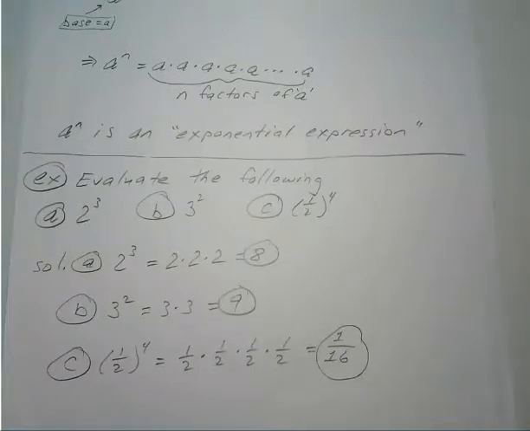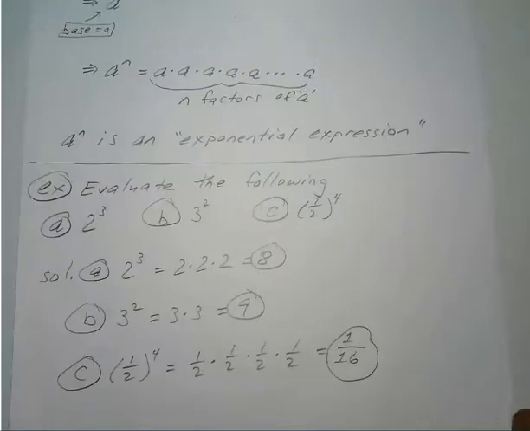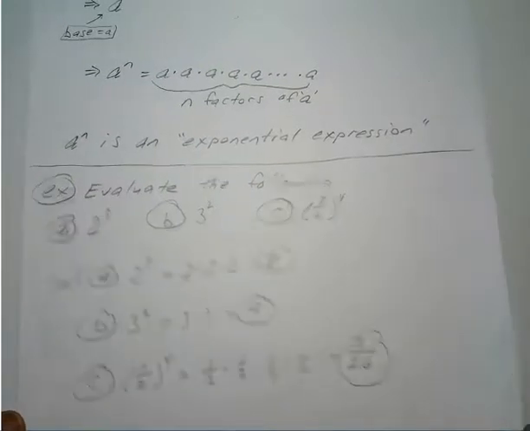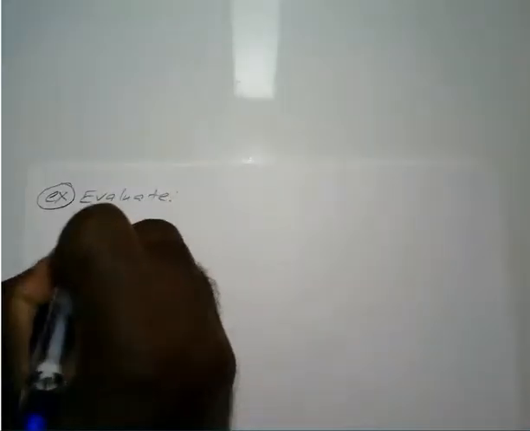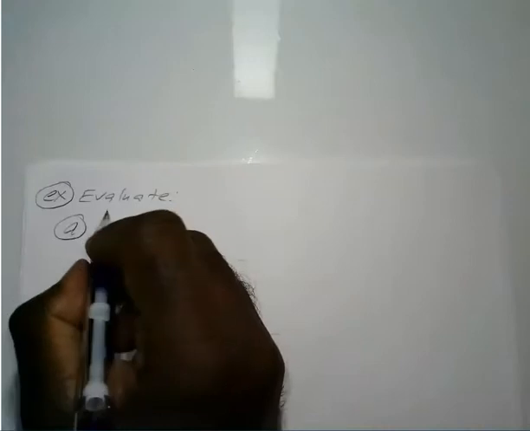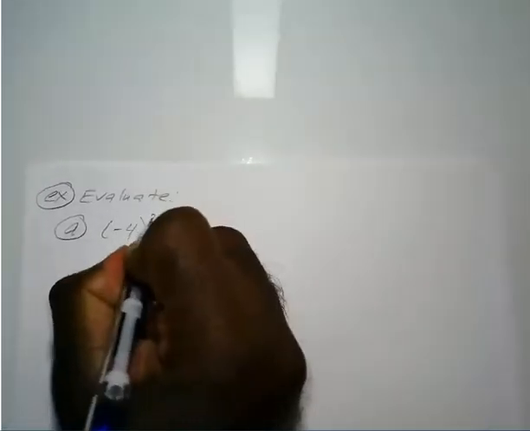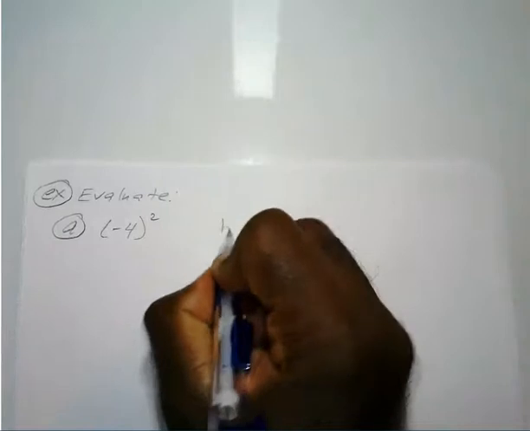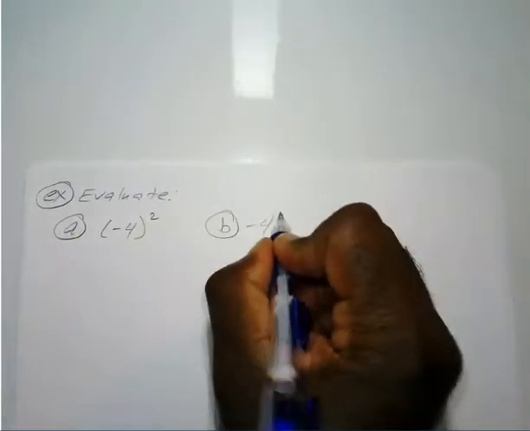Okay, so that's kind of a quick explanation on exponents. Let's do another quick example. Let's say, for example, we wanted to evaluate, say for problem A, you have (-4) squared. And for problem B, you have -4 squared.